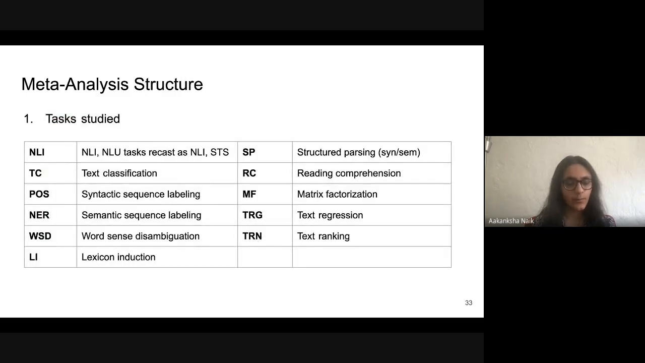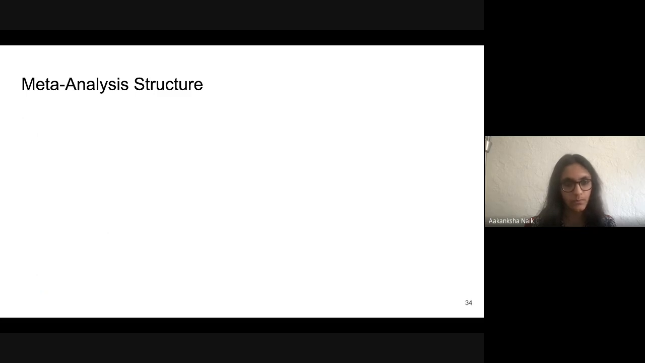And then I just want to briefly go over the structure of our meta-analysis to indicate what kinds of information we recorded for each of these papers. So the first thing that we recorded was what is the task studied in the paper. And here we group tasks into 11 different categories based on the structure of the task as well as what kind of linguistic information is required in order for models to actually do the task.